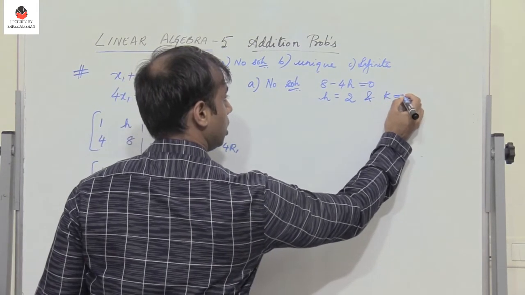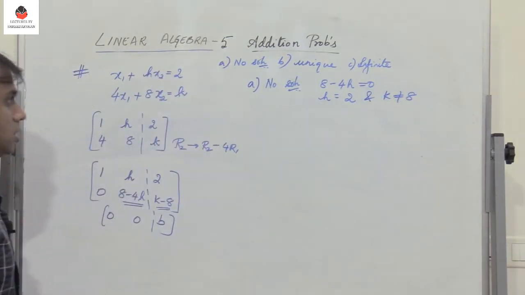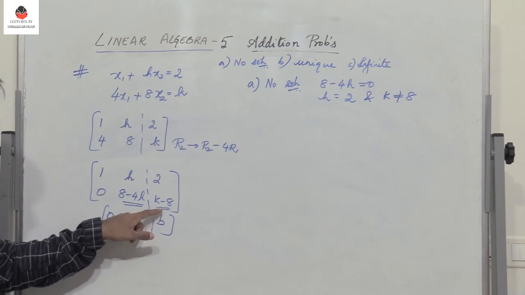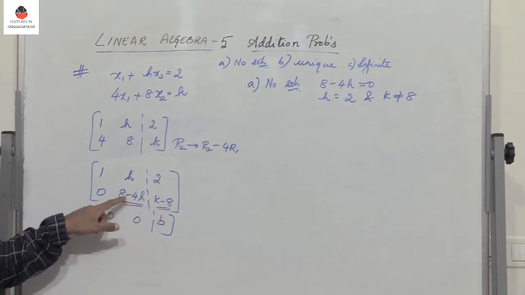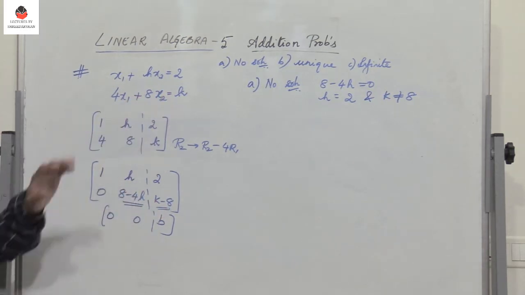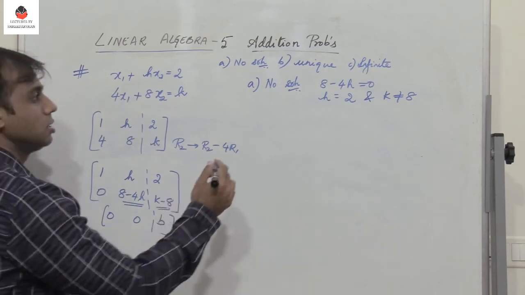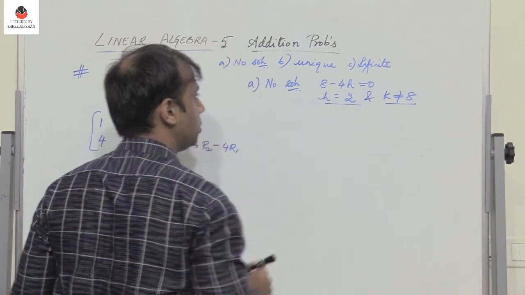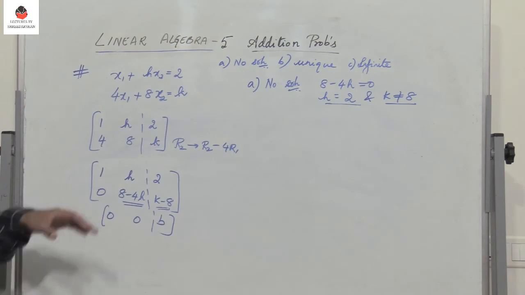That means k should not be equal to 8. So if k is not equal to 8, then this is non-zero, and this would be 0. So I get a condition for no solution: h equal to 2 and k not equal to 8 is the condition for inconsistency.